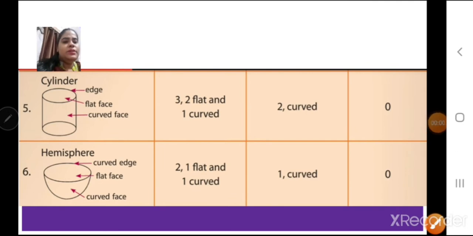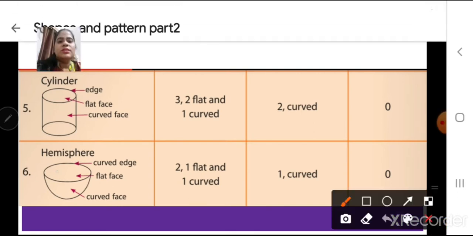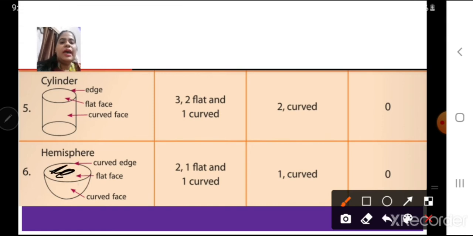The last one that we are going to see is hemisphere. Now sphere is a full circle, hemisphere is a half. So hemi means half sphere. So how many faces can we see here? One which is curved and the upper one which is flat. So this is the flat face and this is the curved one. So there are 2 faces, one flat and one curved.